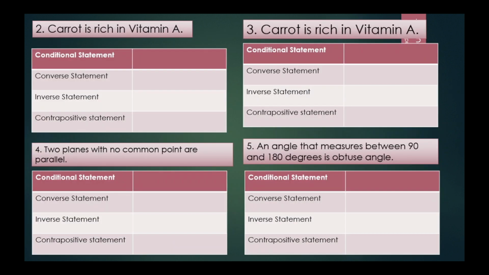Number 2, carrot is rich in vitamin A. Parehas lang siya ng number 3. So, omit nyo na yung number 3, no? Diretso na tayo. This will be number 3. Yung number 4, yun ang magiging number 3. Two planes with no common point are parallel. And then we have here number 4. An angle that measures between 90 and 180 degrees is obtuse angle. Again, yung number 3, dito omit nyo na yan. Tanggalin nyo na. So, yung number 4 at 5 magiging numbers 3 and 4. Alright?